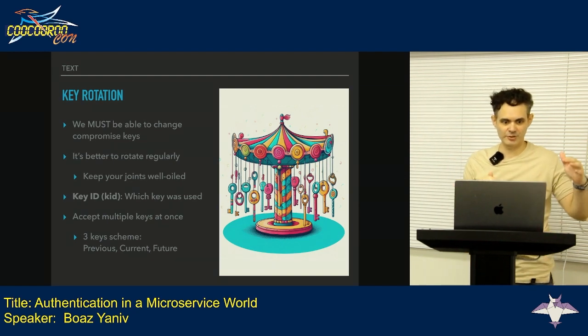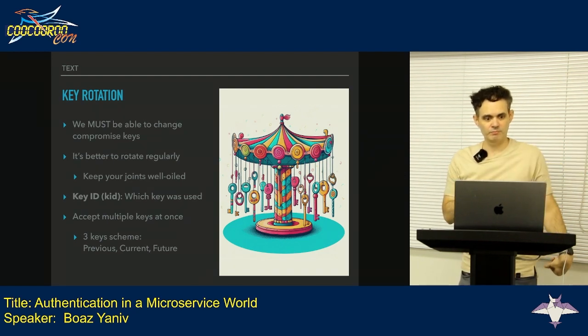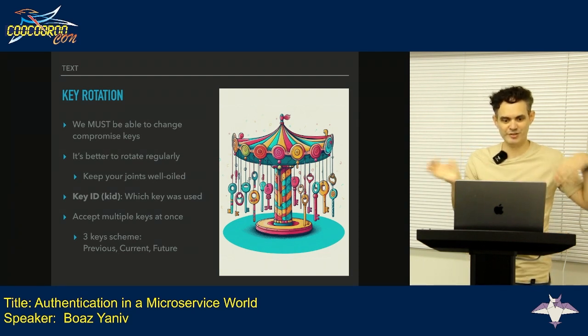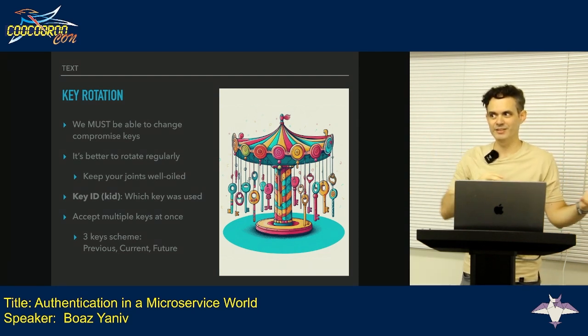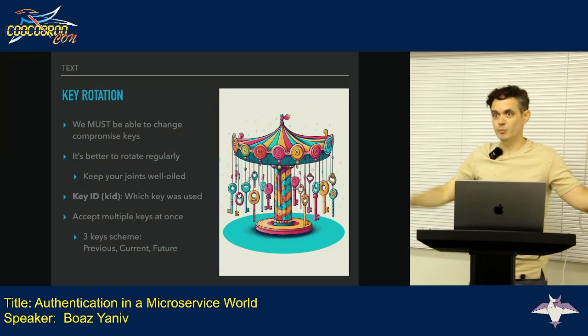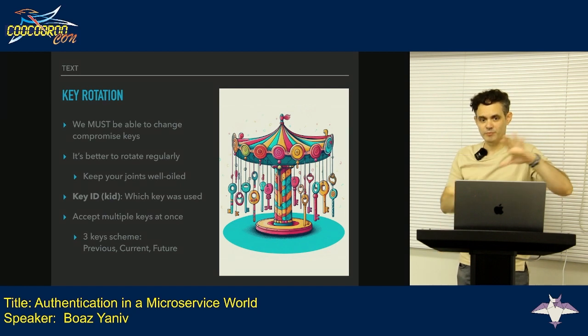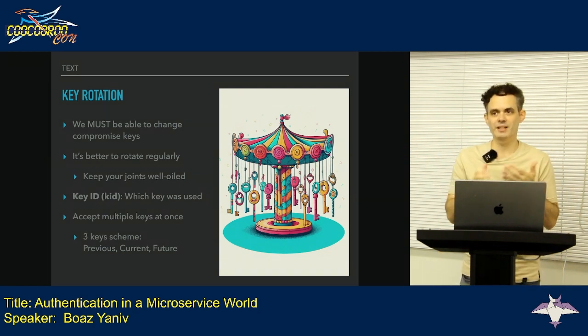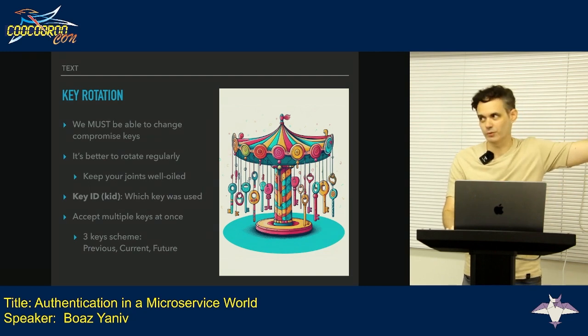And every time you rotate keys, you take out the previous key. You make the current key previous, you make the future key current, and you add a new key that you generate. And the previous key is going to be supported for a while, and you set your rotation timelines to make sure that it's enough to verify all the previous tokens that are still using this key.